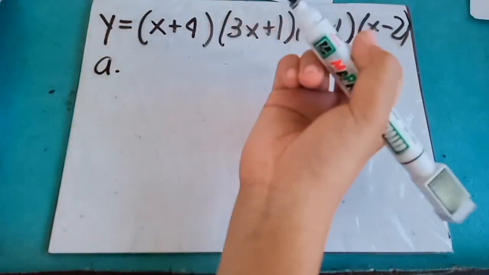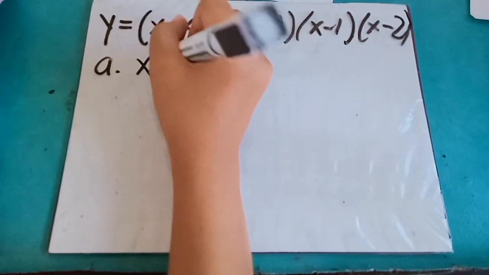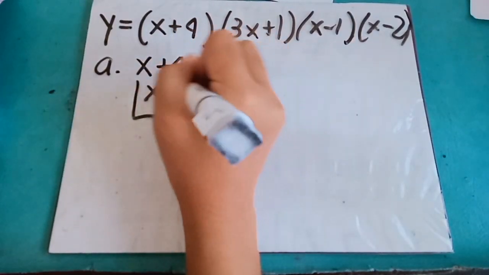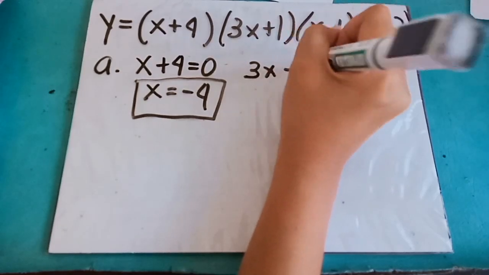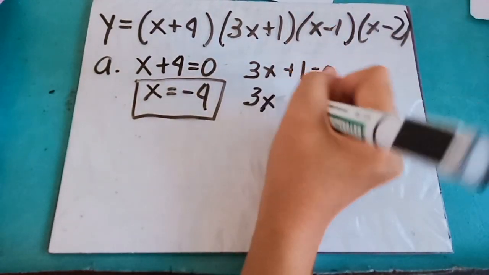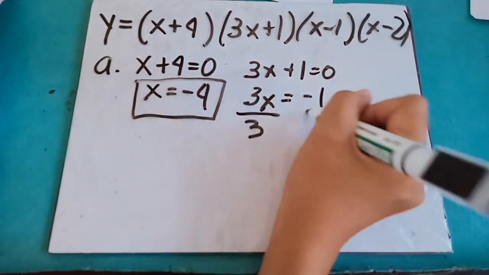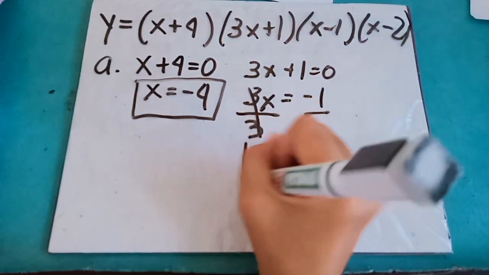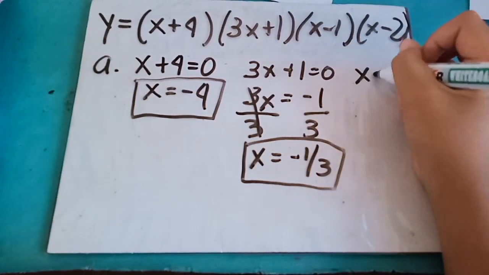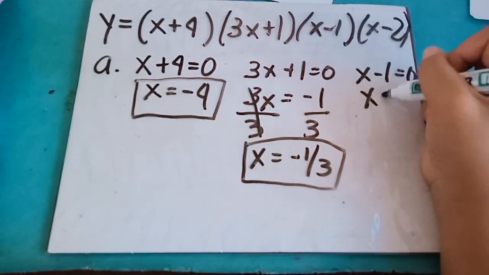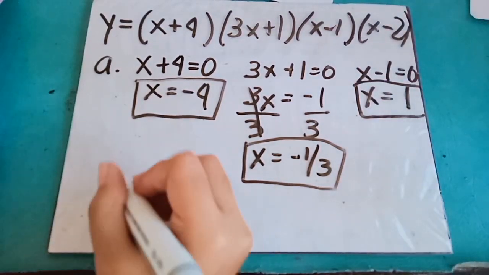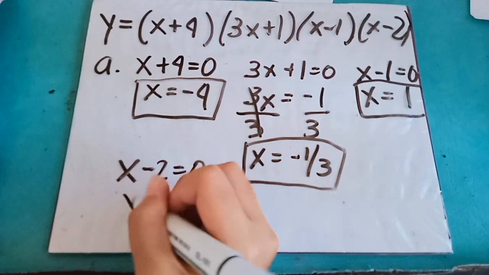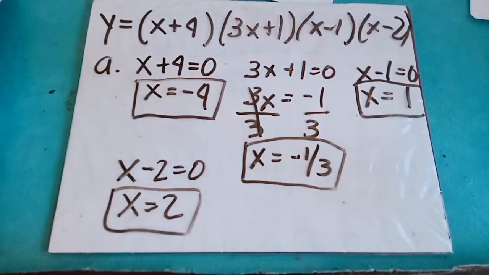So again, we need to get the x-intercepts. So let's equate it to 0. So x plus 4 is equal to 0, change the sign. So x is equal to negative 4. X is equal to negative 1/3. X is equal to 1. X is equal to 2.